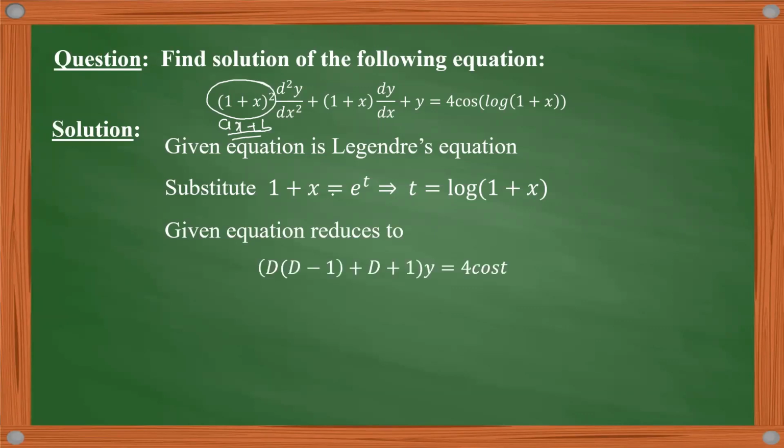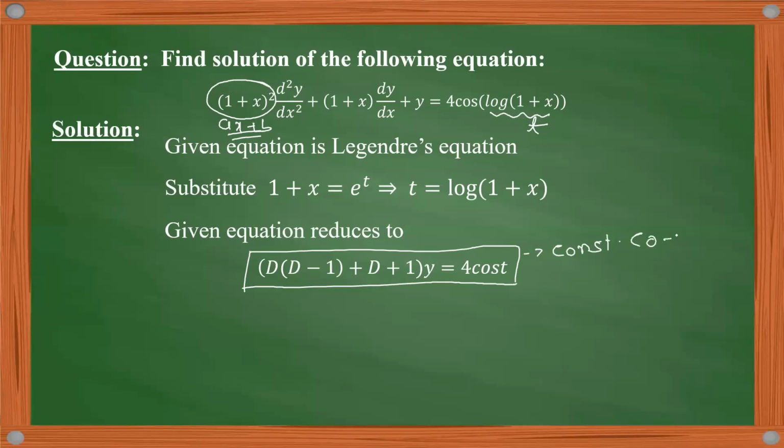Now the given equation reduces to D into (D minus 1). This term reduces to D into (D minus 1), as we have already seen in the theory portion. This term, (1 plus x) dy by dx, will be replaced by D, and this y we take out as common, and that is equal to 4 cos of log (1 plus x), which will be replaced by t. So now this is our new equation, and we can see that this equation is a linear differential equation with constant coefficients.